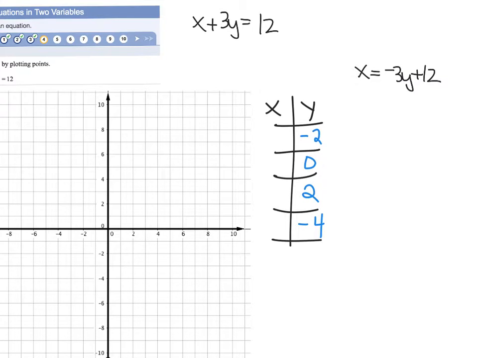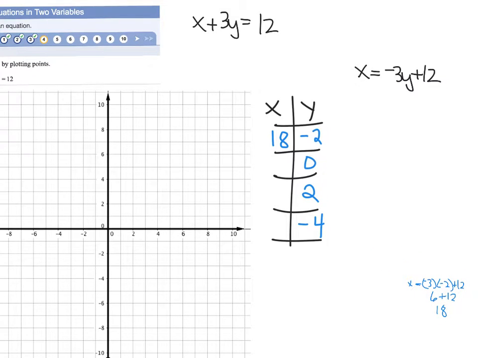So let's start with -2 for y. So I'm going to replace y with -2. So I get x is equal to -3 times -2 plus 12. And so this equals 6 plus 12, which is 18. So that tells us that x is equal to 18. Oh my goodness. All right. And so now let's get this guy out of the way. I'm going to shrink him down.